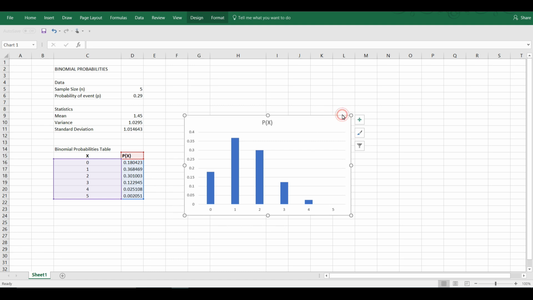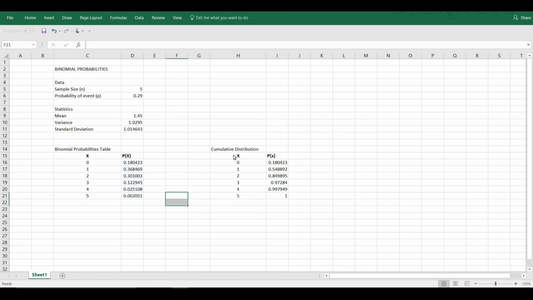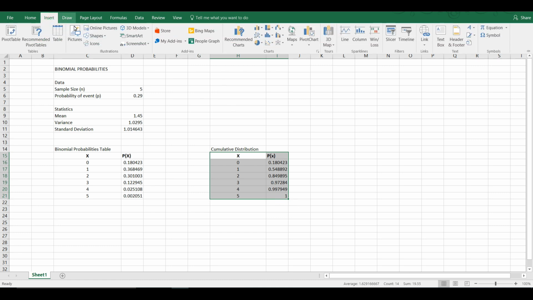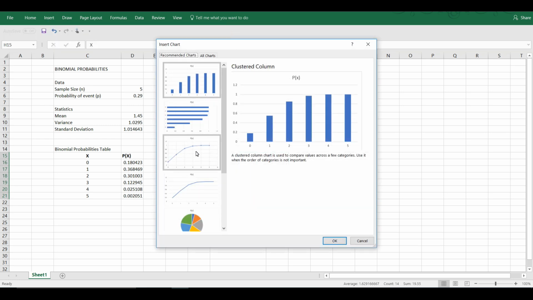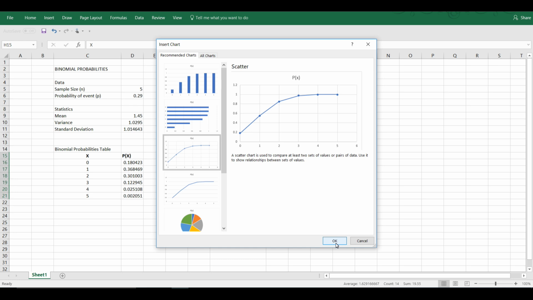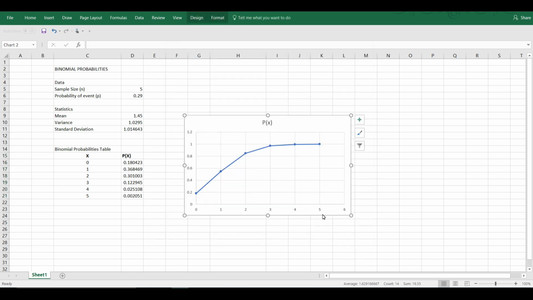Let me get rid of that, and let's see what it would look like for the cumulative distribution. And of course cumulative would look like an ogive. Let's do insert, recommended chart, and we want it to look something like that, like an ogive. And so you can see that 100% or 1 would be for 5 customers. So the probability of 5 customers or less is 100%, which makes sense.